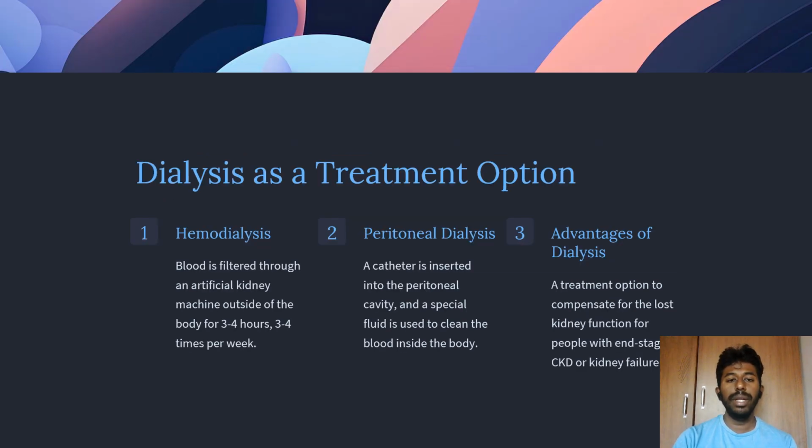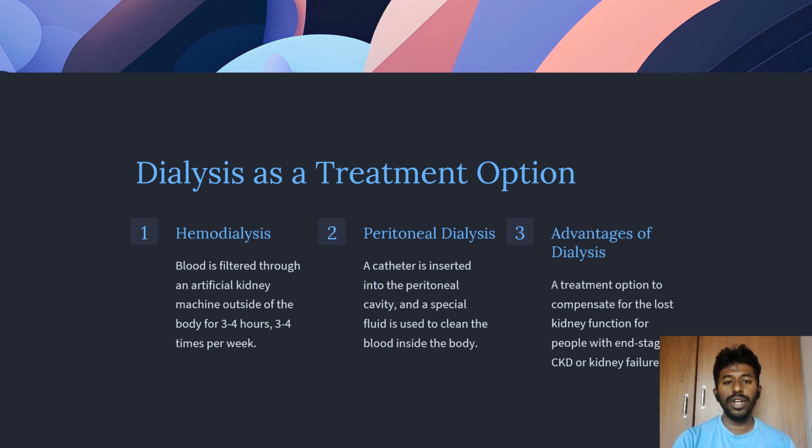In this slide, we'll be looking into dialysis as a treatment option. Dialysis is basically a treatment which purifies the blood flowing through the kidney, and it is used to maintain the composure of our body. There are three types of treatment options. These are hemodialysis, peritoneal dialysis, and the last one is advanced stage of dialysis. So let's look into each one by one.